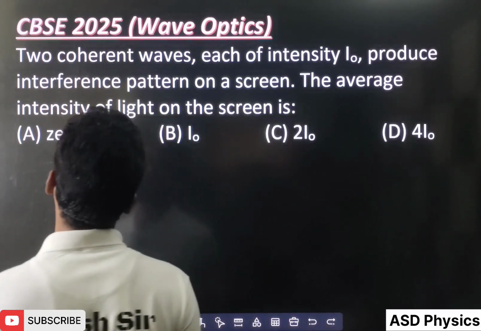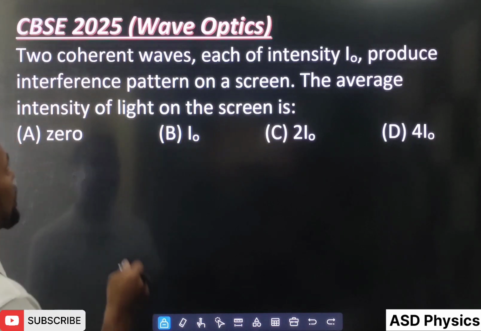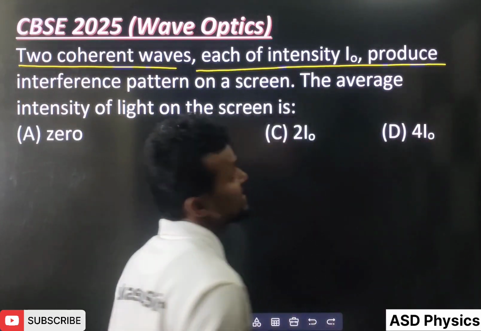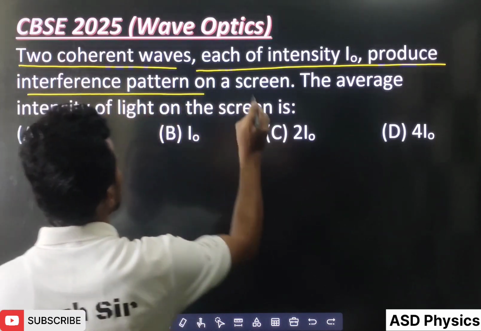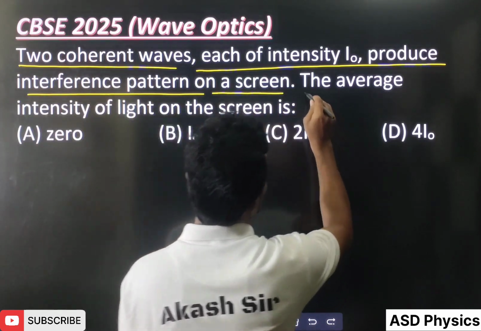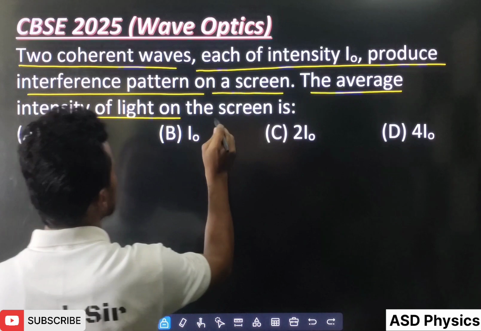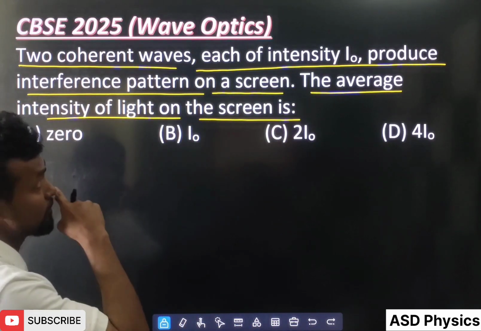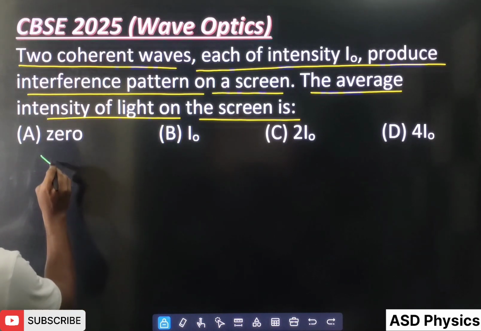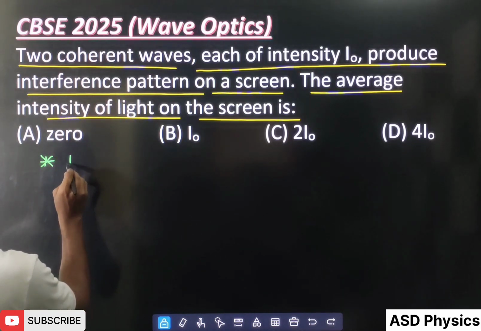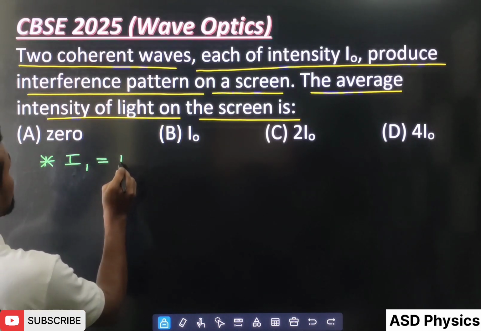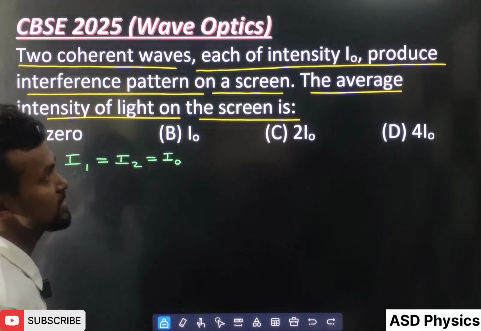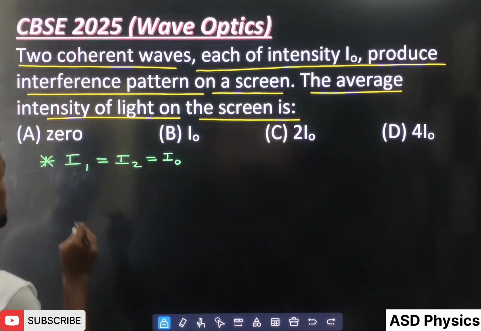Here, you can see the first question is from wave optics. Two coherent waves, each of intensity I naught, produce an interference pattern on a screen. The average intensity of light on the screen is how much? This question is based on the chapter wave optics. The given data: both the waves have the same intensity, I naught. After that, they are asking the average intensity.